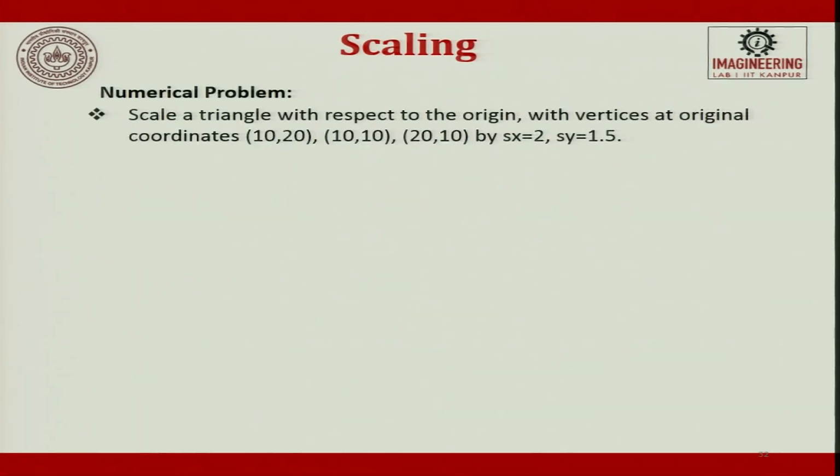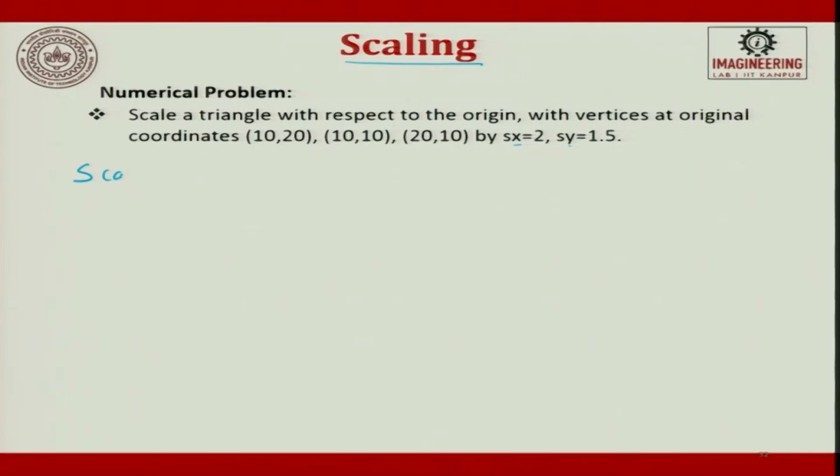So, let us try to do one numerical in terms of scaling, so that you can understand and appreciate. Let us take an example of the same triangle. Scale a triangle with respect to the origin with vertices at original coordinates 10 comma 20, 10 comma 10 and 20 comma 10, scaled in x by 2 times and y by 1.5. If you know how to do this, then you can do only x, only y, both x and y, and x and y with the same value. Okay, let us start solving the problem.